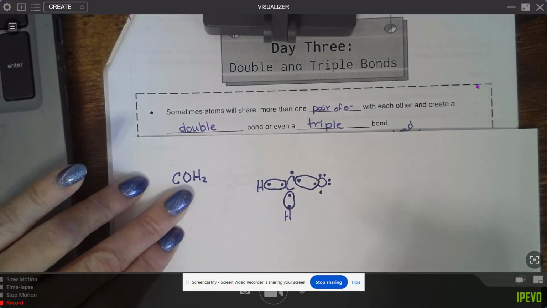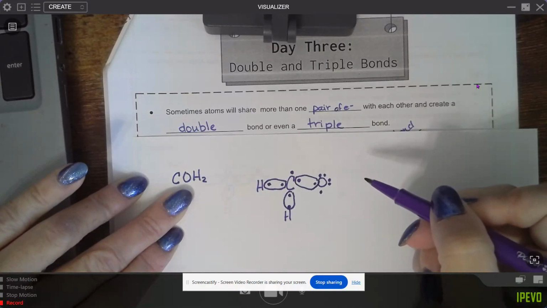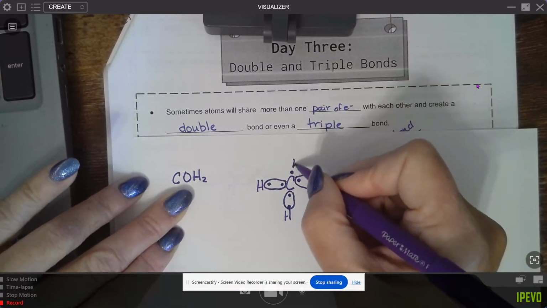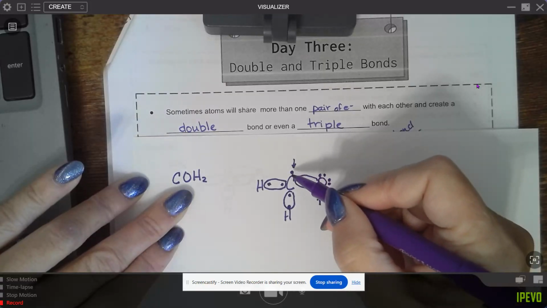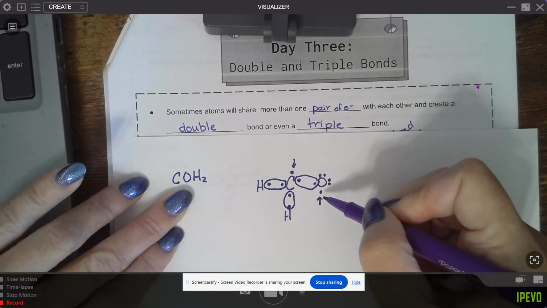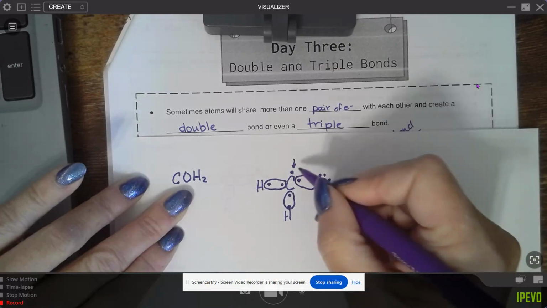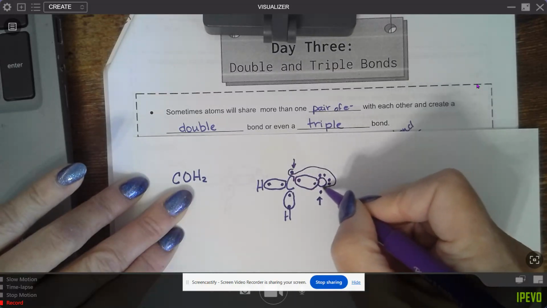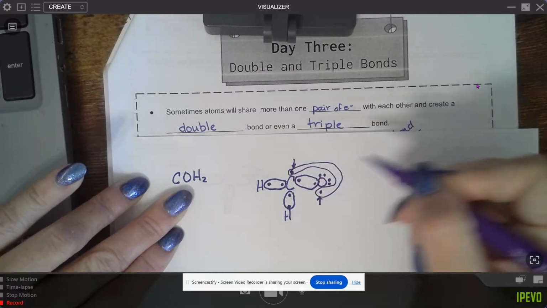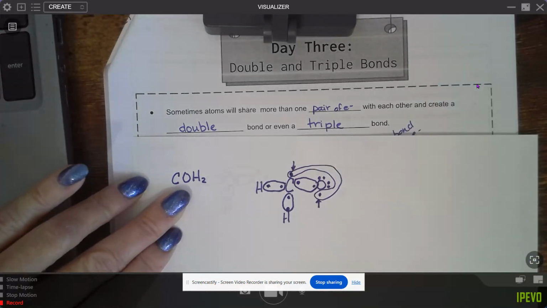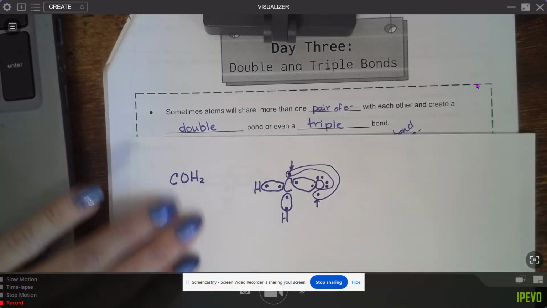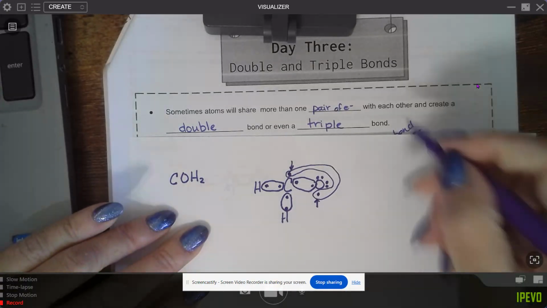Okay, now, if you look at this, you'll see something's a little bit different. We have a leftover electron on the carbon and a leftover electron on the oxygen. Well, what can happen is we can form a bond there, and that's really messy. That's why I do ask you to clean these up. But let's look at what this looks like if we clean this up.